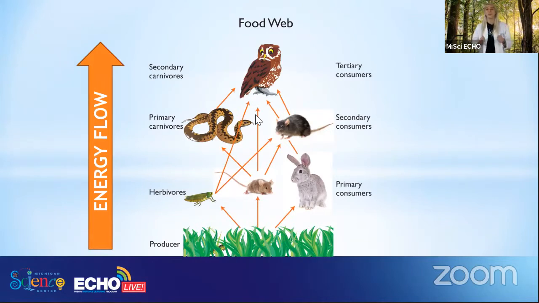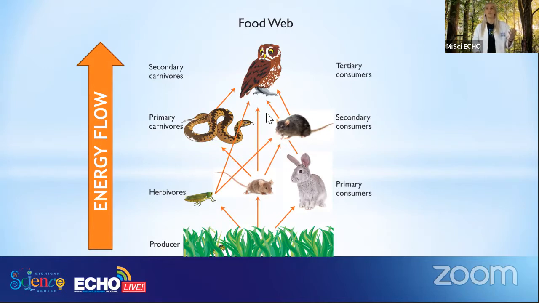You really do know your life science, and that is so exciting to me as someone who loves biology and loves life science. So we've got our secondary carnivores here, and in this food web, we might call this owl the apex predator, because you'll notice as far as this food web goes, there is nothing above the owl. There is no organism that eats this owl. The owl is at the top of the food web.